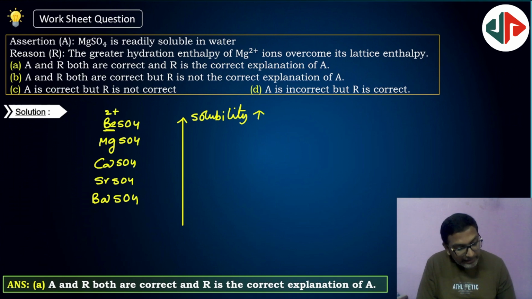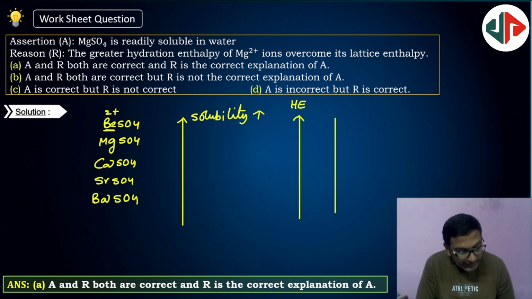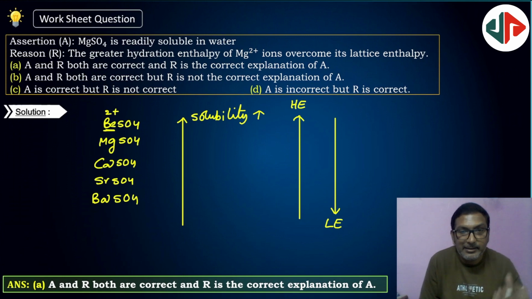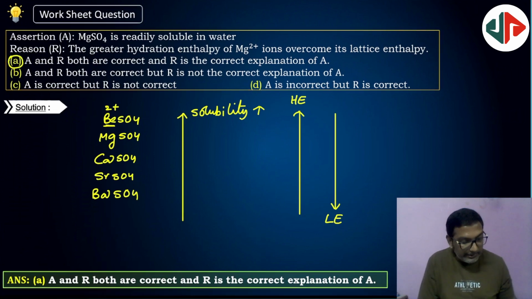So, in this direction, hydration energy decreases. In this direction, lattice energy increases. Remember like this, easy to understand. Barium to beryllium, hydration energy increases, therefore solubility increases. Beryllium to barium, lattice energy increases, therefore BaSO4 is a precipitate, highly insoluble. Therefore option A, correct explanation. Next.